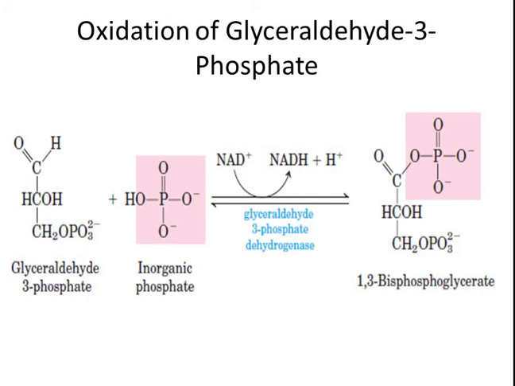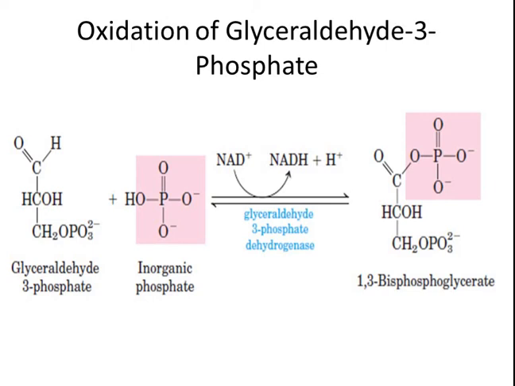So the very first step in the payoff phase is oxidation of glyceraldehyde-3 phosphate. Glyceraldehyde-3 phosphate gets oxidized to 1,3-bisphosphoglycerate. This reaction is catalyzed by glyceraldehyde-3 phosphate dehydrogenase. This is the first of the two energy conserving reactions of glycolysis that eventually lead to the formation of ATP.